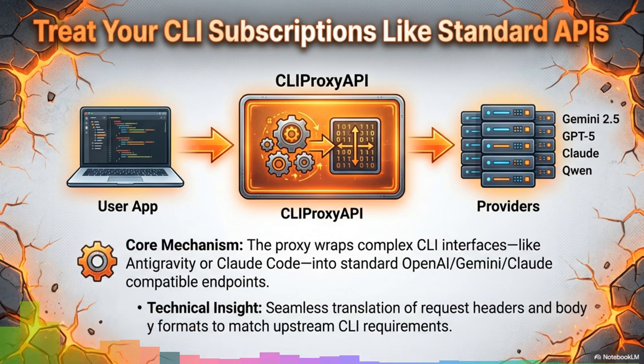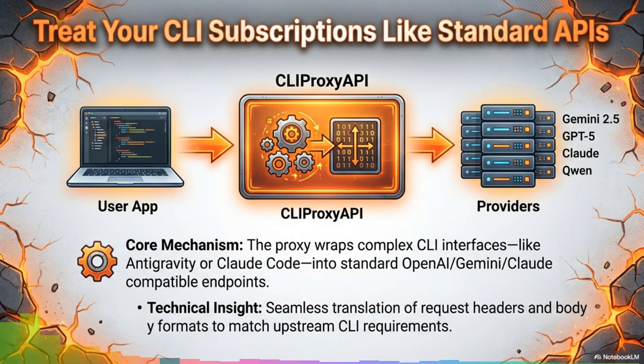Exactly. So what Router for Me has built here is the travel adapter. CLIProxyAPI sits right in the middle. It wraps those distinct, honestly sometimes clunky CLIs for Gemini, GPT-5 via the ChatGPT Codex, Claude Code, Qwen, iFlow, even Antigravity, and it exposes them as a standard, fully compatible API service. So to my code editor, it just looks like it's talking to the standard OpenAI API. It sends a request and it gets a response. It has absolutely no idea that in the background, this proxy is frantically typing commands into a hidden terminal window to get the answer. That is exactly what is happening.